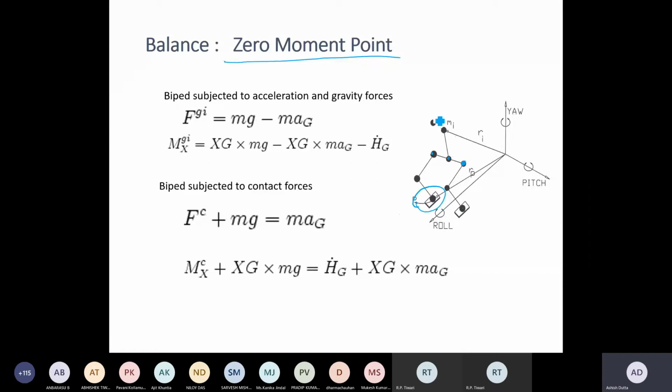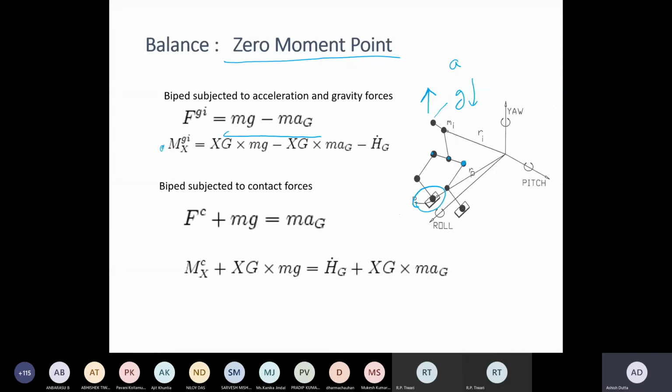So each of the masses is subjected to gravity, which is pulling it down, and acceleration in that particular direction. If it is moving in a particular direction, it will be subjected to inertia forces in that direction. So each of these masses is subjected to a gravity force and inertia forces. The resultant is the difference between mg minus ma in terms of forces.